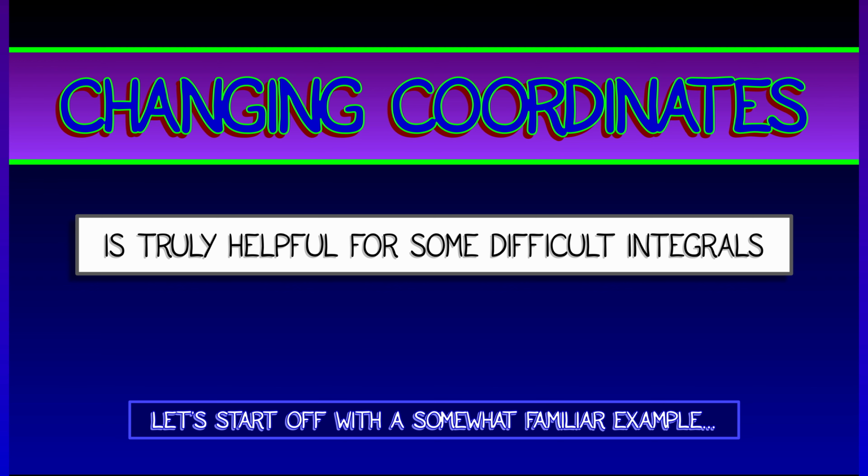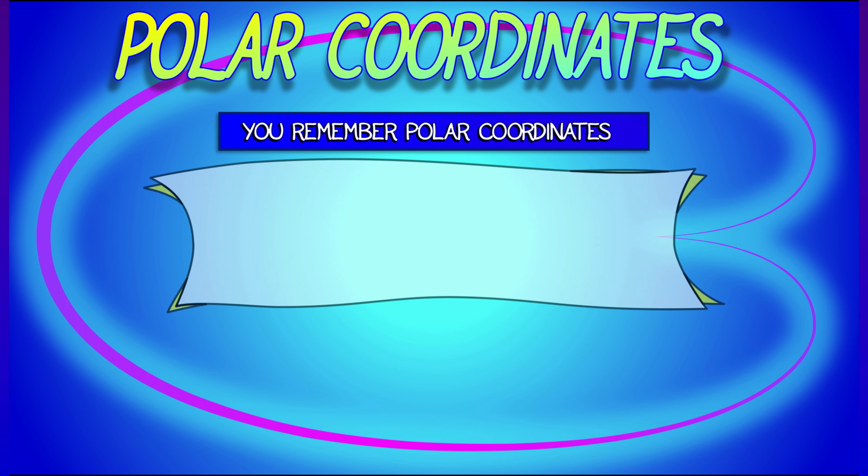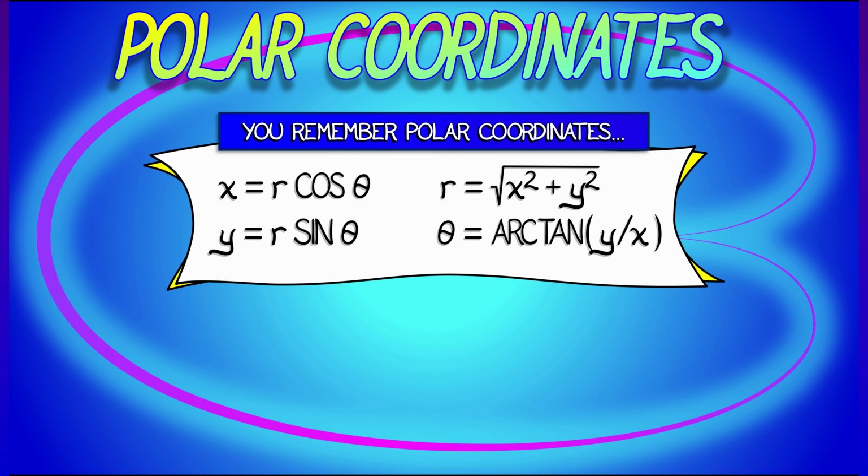We're going to start off slowly with an example that should be somewhat familiar. We're going to focus on polar coordinates, something that we have seen maybe back in our treatment of single variable calculus. Remember, x equals r cosine theta, and y equals r sine theta, where r is the radius, square root of x squared plus y squared, and theta is the angular variable given by arctan of y over x.